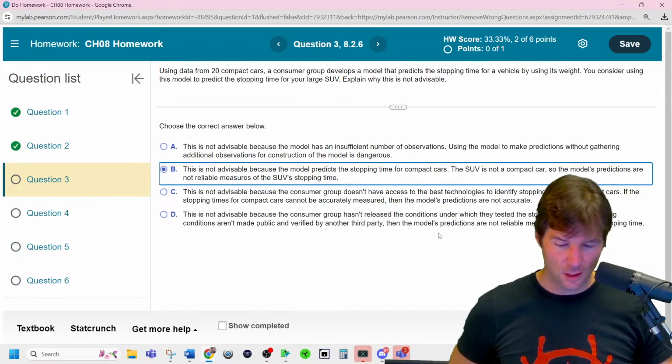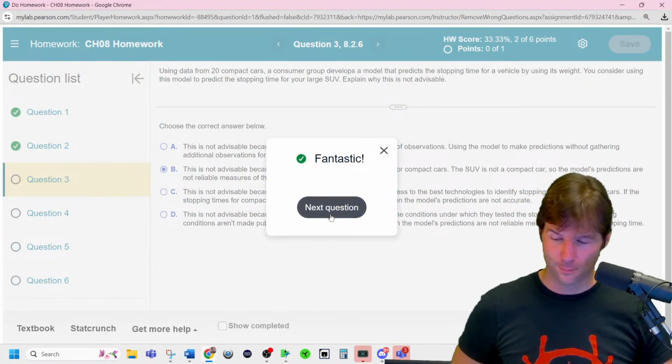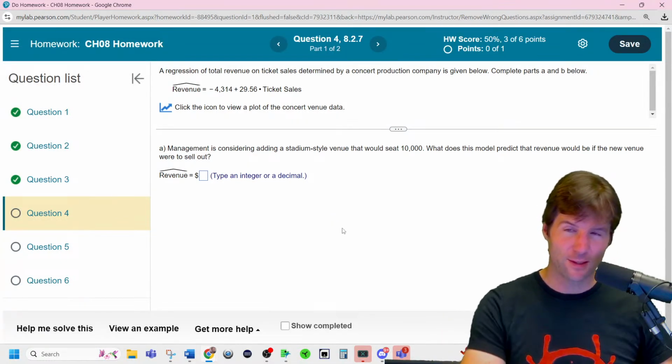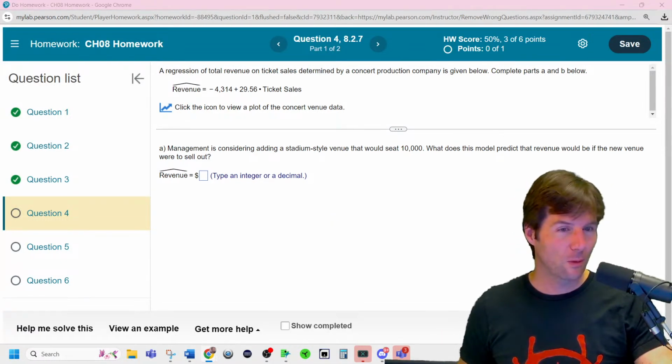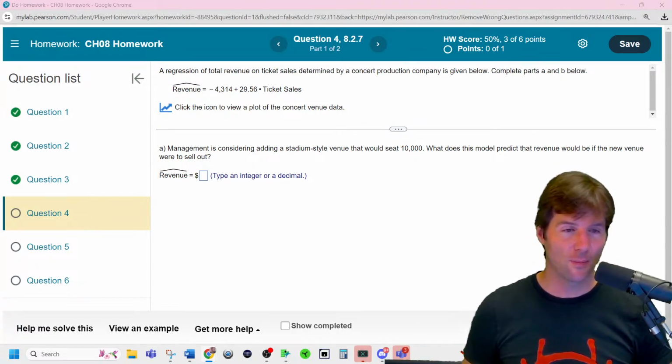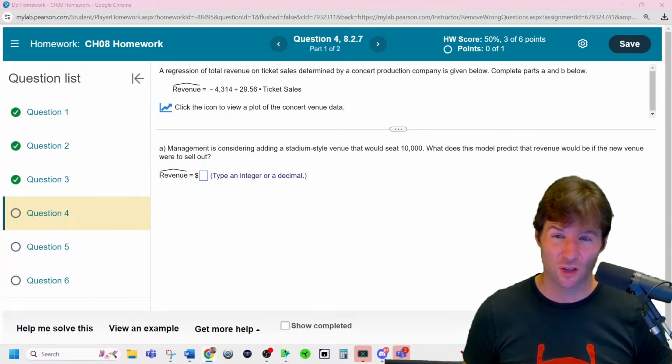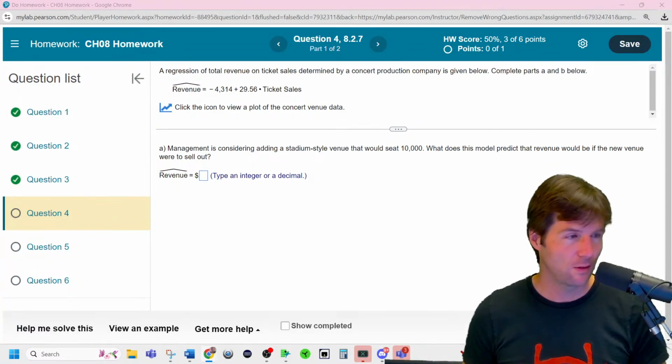That looks good. Okay, good. I wanted to read them all, and then I was like, just go for the answer. Looks good. Looks like what we said, right? Because compact cars are not representative of SUVs, so we can't use that model. Okay, we're rocking and rolling.